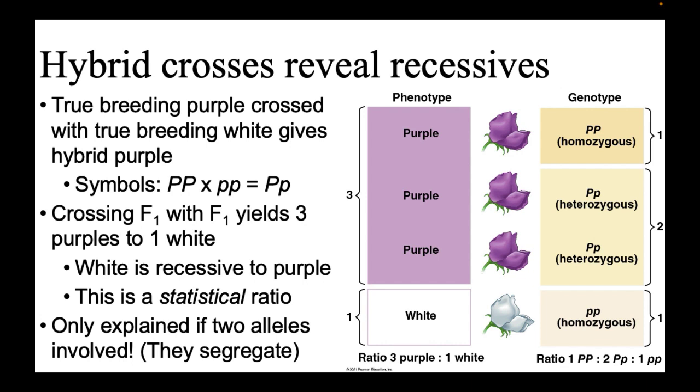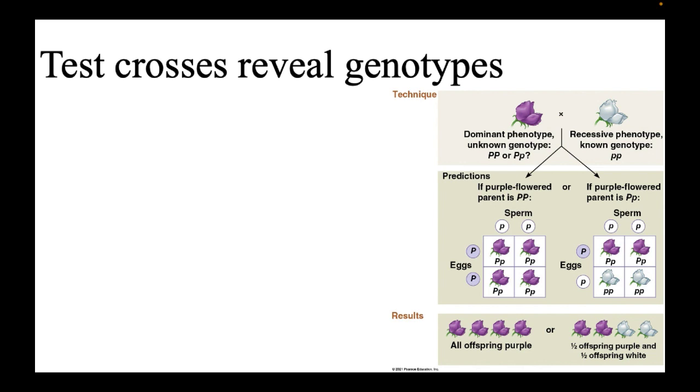This can only be explained if genes show up in pairs. So you have two alleles. And that's how Mendel came to his two copies thing. There's another type of cross that happens. How do I know if you're pure breeding or not? So we have something that's referred to as a test cross.